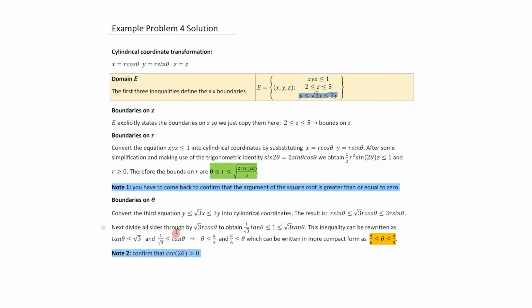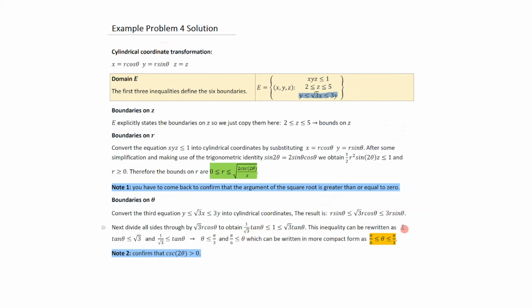Next thing we do is divide all sides through by root 3 r cos theta. So divide through everywhere by root 3 r cos theta. If we do that, this term basically just becomes 1. And you'll have a sine theta over cos theta, which means you'll end up with a tan theta. The r's will cancel, and on this side you'll get a tan theta as well, and the r's will cancel. So we now have this calculation.